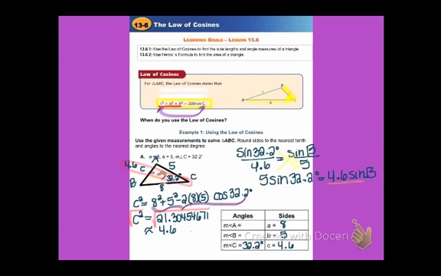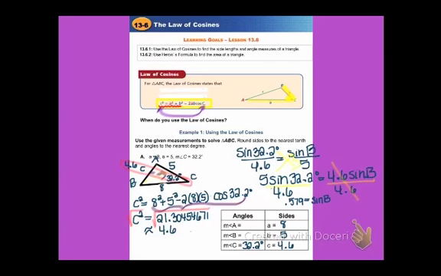Then I'm going to divide both sides by 4.6. On the right hand side, it basically just cancels the 4.6 out and leaves me with the sine of B. On this side, when I take 5, multiply it by the sine of 32.2 and divide it by 4.6, I get approximately 0.579, and that's equal to the sine of angle B. So my last step is to just undo that sine.